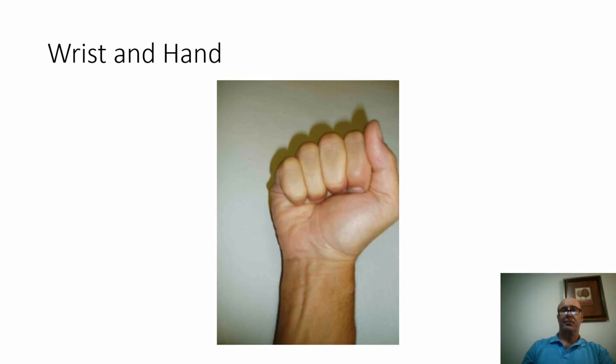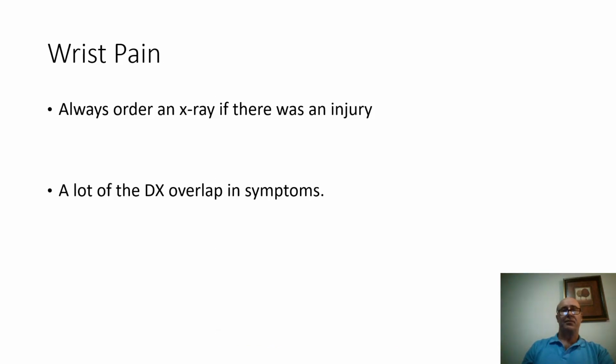Moving on to the wrist and hand conditions. If there's been a history of injury, take an X-ray. A lot of the hand conditions have a lot of overlap in symptoms, so if you have a patient complaining of hand or wrist pain, it's better to do simple examinations for all the different conditions I'm going to describe here. Then you can make sure you don't miss out anything.